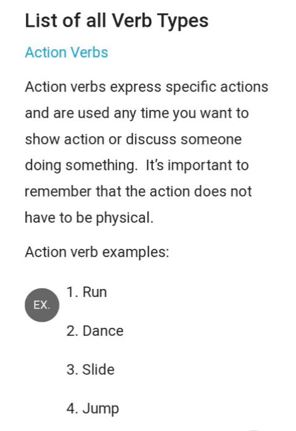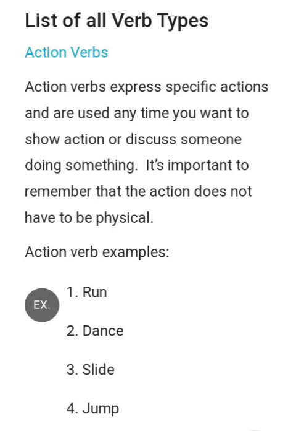Action verbs. Action verbs express specific actions and are used anytime you want to show action or discuss someone doing something. It is important to remember that the action does not have to be physical.